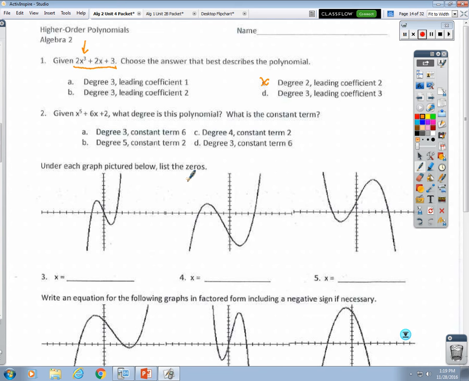What is the leading coefficient? 2. Remember, once it's in standard form, which means the exponents decrease, the leading coefficient is the very first one, which in this case is 2. So the right answer is B.